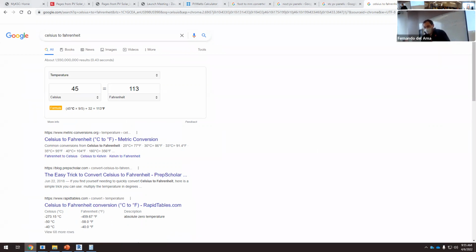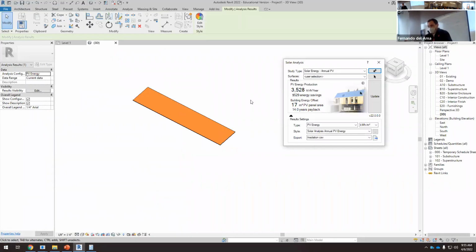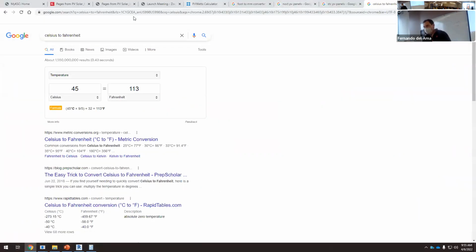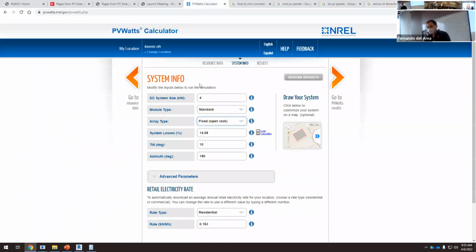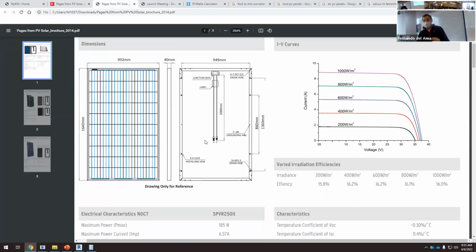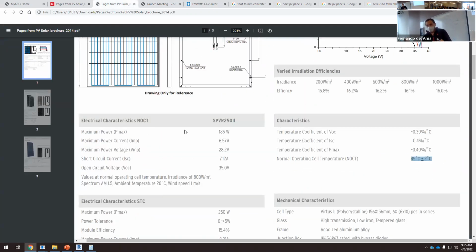So these are the inputs. I'm sorry, but this is what we have. It's complicated. Yes, it is. I wish it were easier, but it's not. So what do we have to do now? With all this information, we have to analyze the DC system size. Okay, so Emily, you have selected this one. This is the value that we have, 185 watts.